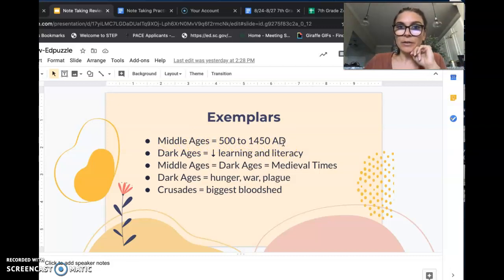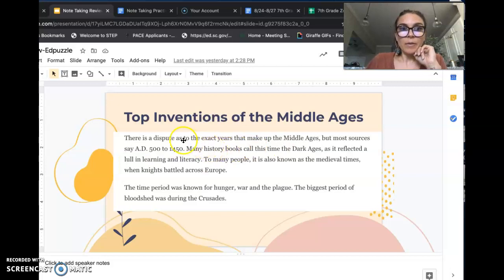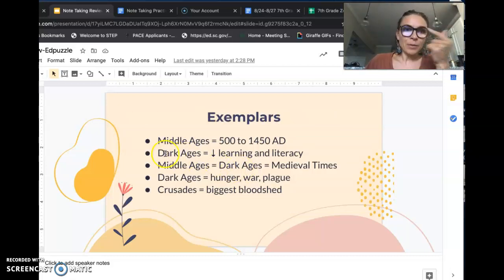Because I remember hearing in the article that most people believe the Middle Ages happened during 500 to 1450 AD. Okay, so that's one important thing, the time period. Then I'm going to put that Dark Ages equal a decrease, so mean less, learning and literacy, right?